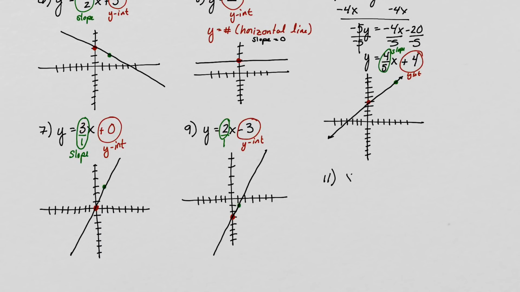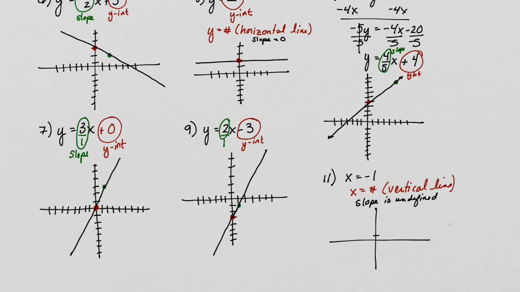Number 11 gives us x equals negative 1. And so when you have x equals a number, that's a vertical line. And so with vertical lines, the slope is undefined. Because slope we think of as rise over run. So when we have a vertical line, all we have is some rise. We don't have any run. So it's like dividing by 0. So that's why it's undefined there.